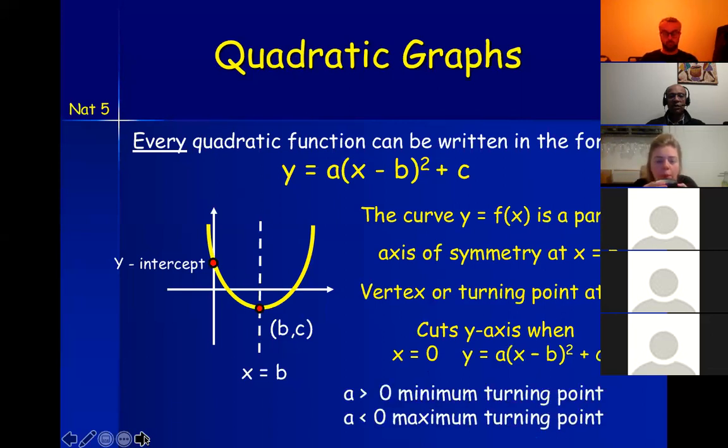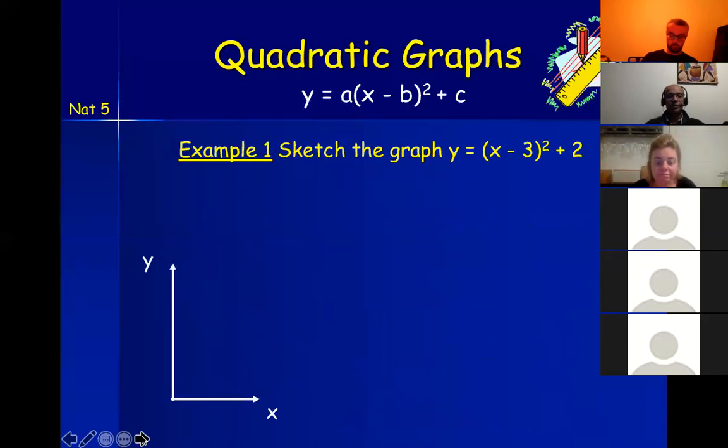We've got a minimum turning point when a is positive. That's what we mentioned there, because everything is above that minimum value, and we've got a maximum turning point when it's the opposite. So usually you hear people saying you've got a happy face when a is positive, and when a is negative, you've got a sad face. If you want to think about it that way, when you're negative, sad, when you're positive, happy.